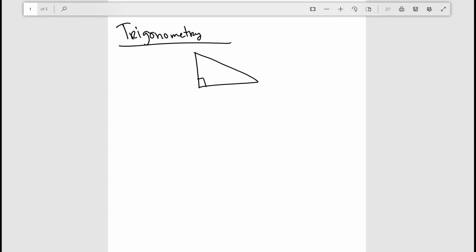So we're first going to start off with a right triangle. So we have a right triangle here, and then we're going to have an angle. This angle is going to be theta. Theta can be like 45 degrees, 30 degrees. It can be anything that I want.